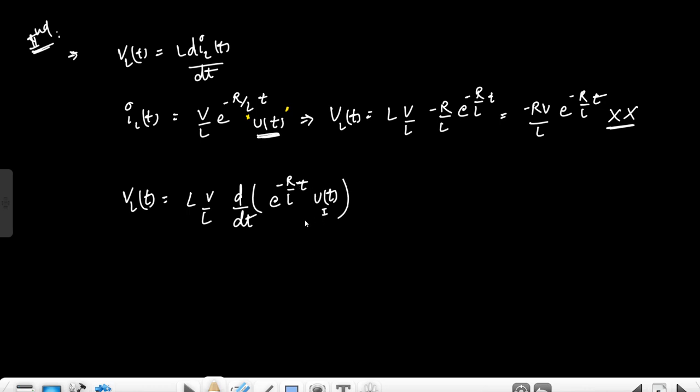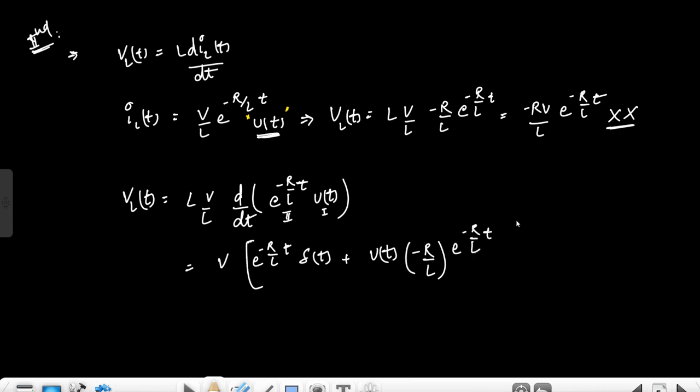This is the first or second or whatever sequence. So this will be exponential raised to minus R by L t, then its derivative will be delta t, plus u(t) will be as it is, then it will be minus R by L and e raised to power minus of R by L of t, right? So this is the voltage waveform.